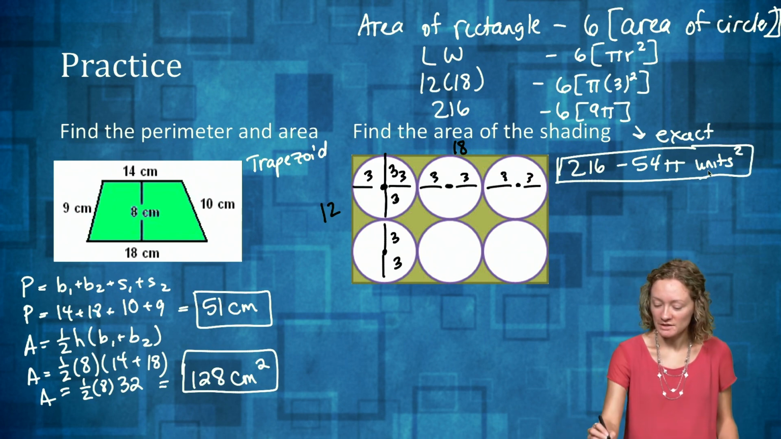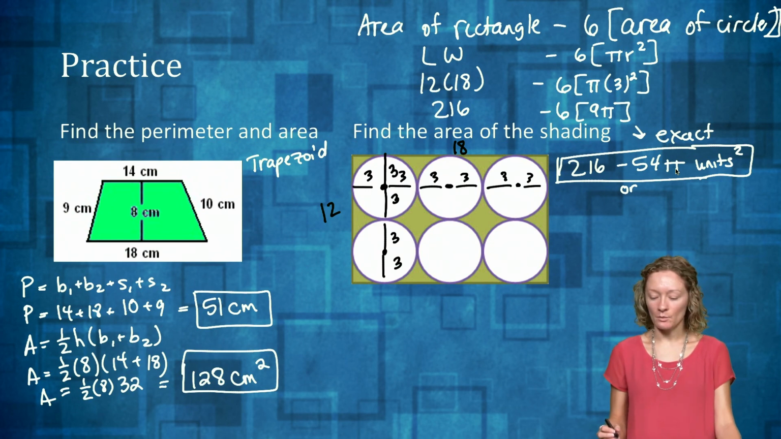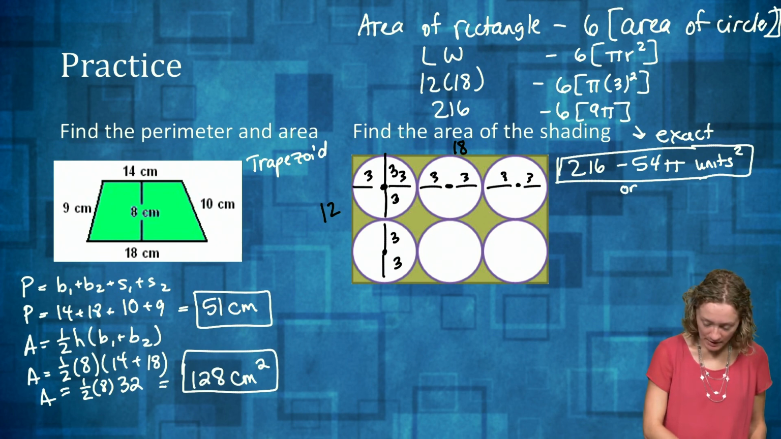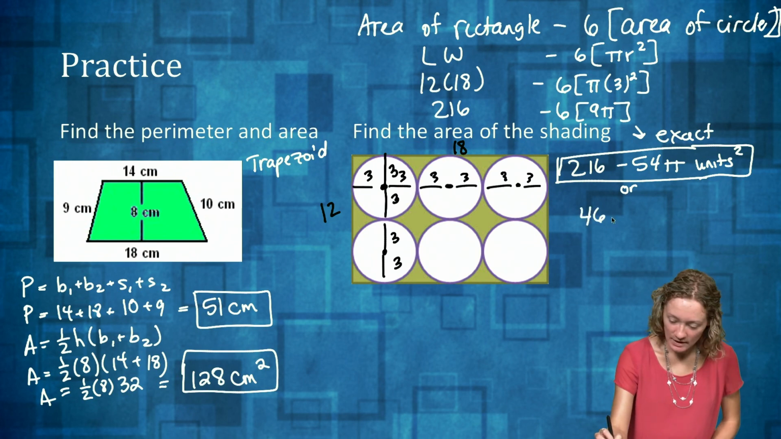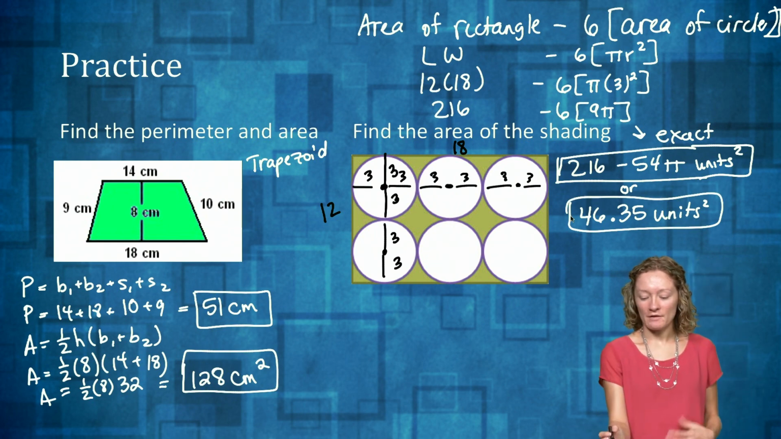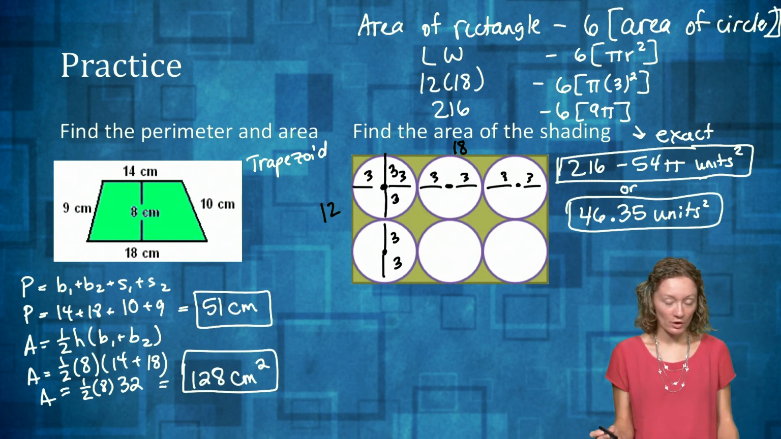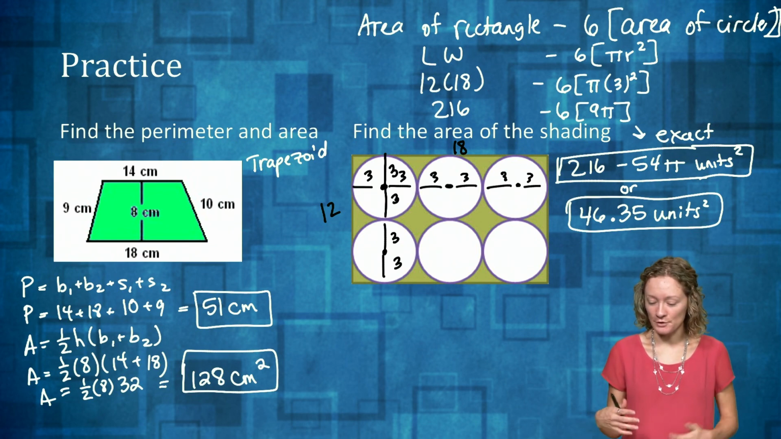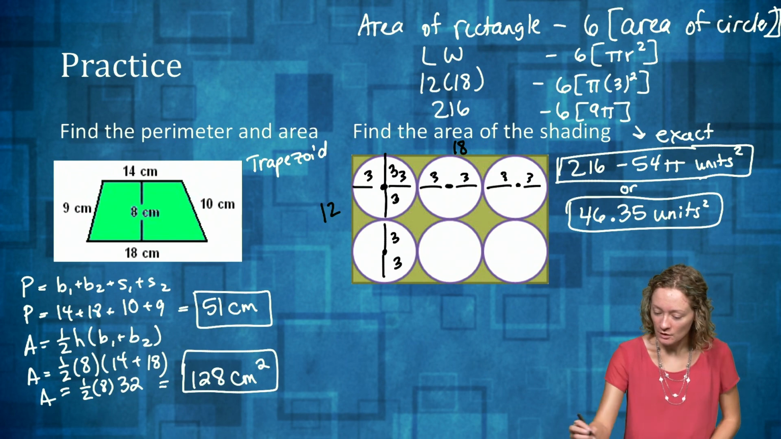Or if we wanted a decimal approximation, you can type all of that in the calculator at once, or you can use 3.14. If I type in pi, I'll have 216 minus 54 pi. We get 46.35, I'll go 2 decimal places, units squared. You might be wondering, how would you ever decide where to round the decimal? I promise you an online homework system is going to be specific if that's what it wants you to do. And on anything that you would turn into me, if I'm not specific, then it's totally up to you where you round.